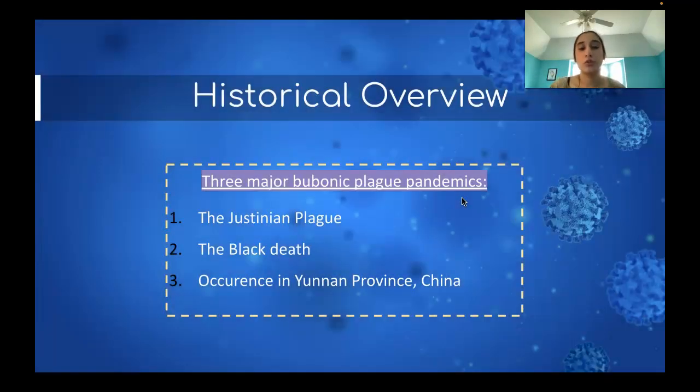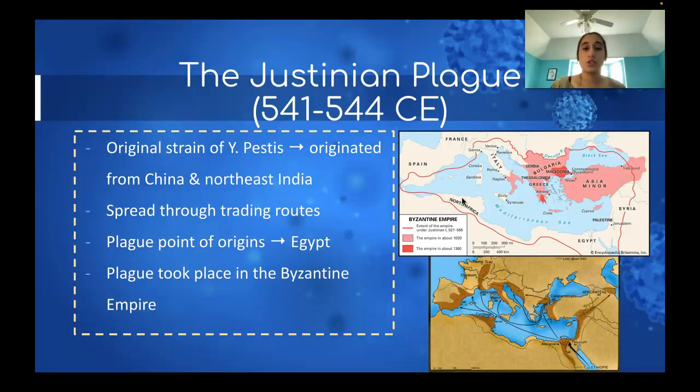So a bit of a historical overview. There were 3 major bubonic plague pandemics: the Justinian plague, the Black Death, and the occurrence in Yunnan province, China. So the Justinian plague was the first bubonic plague pandemic, and it's believed that the original strain of Yersinia pestis came from China and northeast India, so Eastern Asia, and it's believed that it spread all the way to northern Africa mainly, making Egypt the origin of the Justinian plague pandemic.